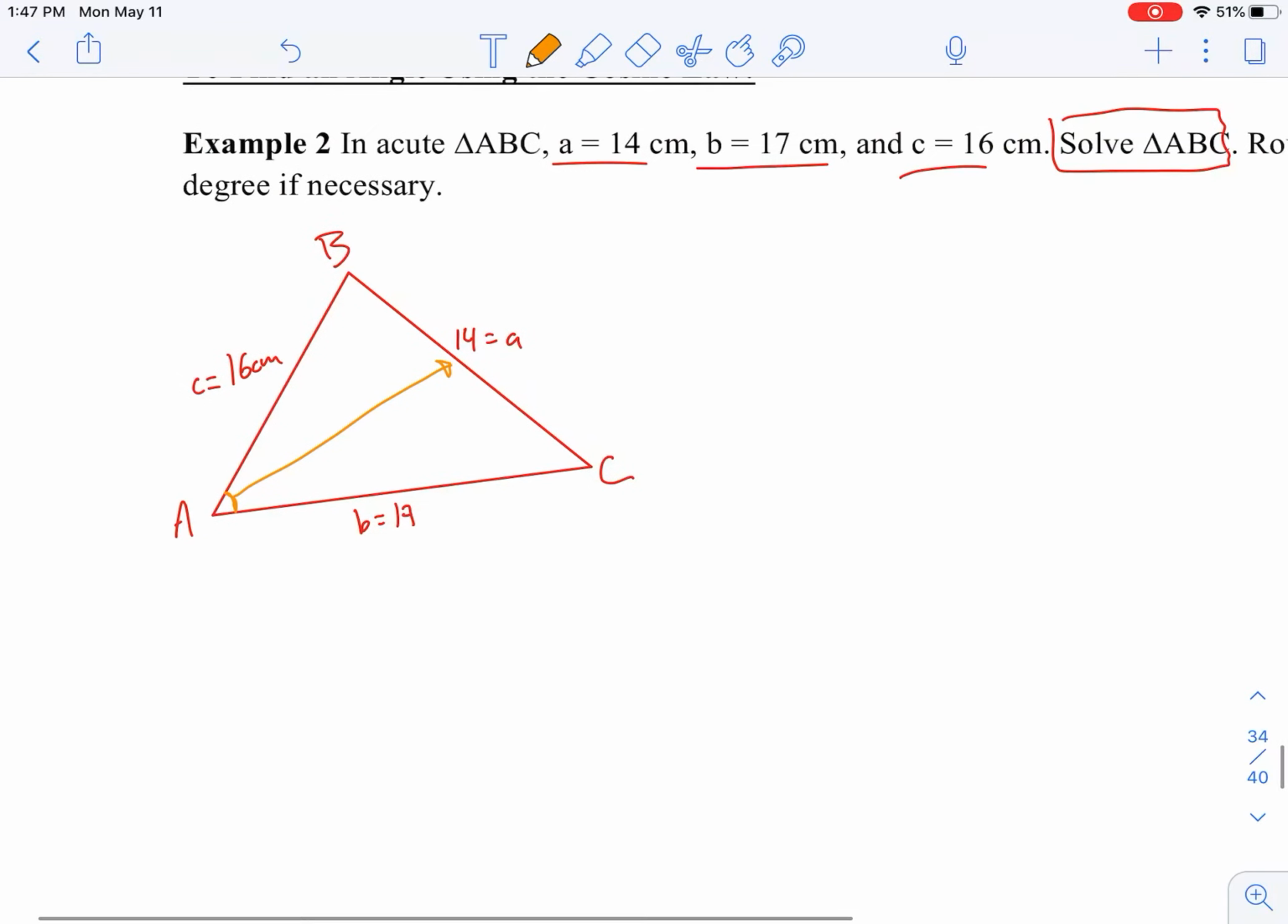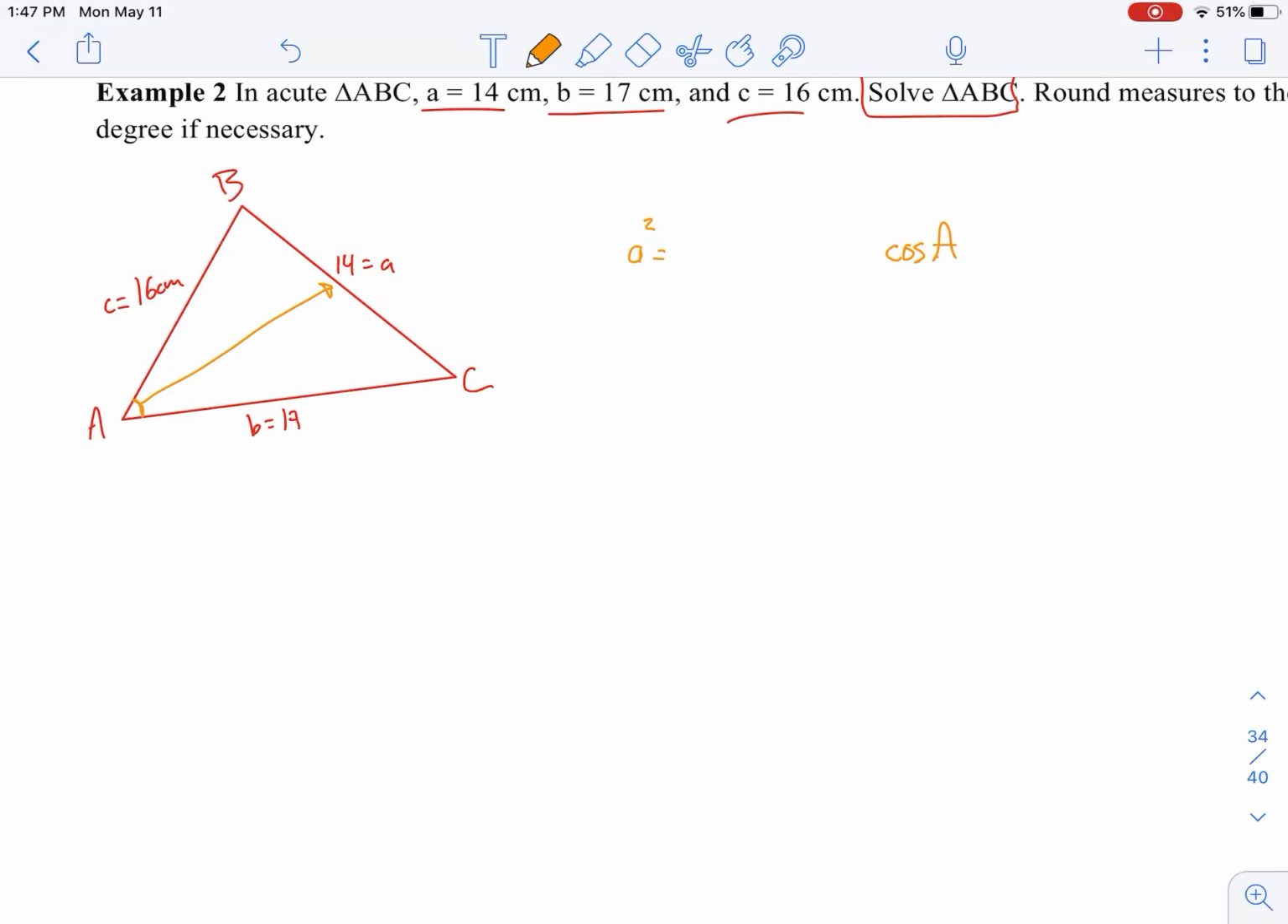If we notice, we don't have a complete ratio, so we can't use sine law. So if I want to solve for angle A first, we have to set up that equation properly. If a squared is here, then on the far side of this equation is going to be cos A. We can fill in b squared plus c squared minus 2bc times cos A. That will be the equation we're going to use.